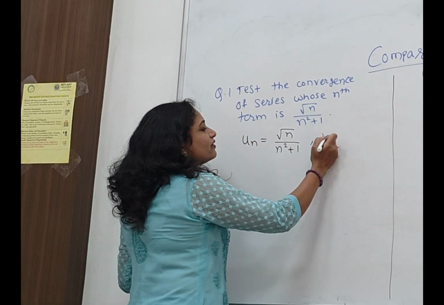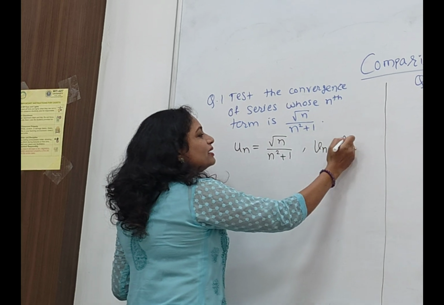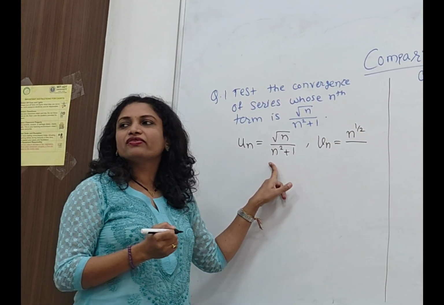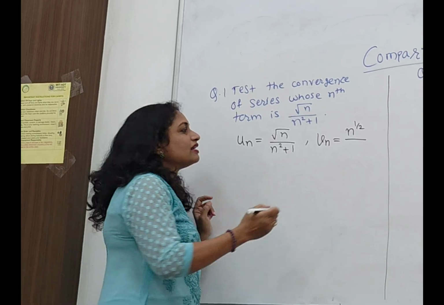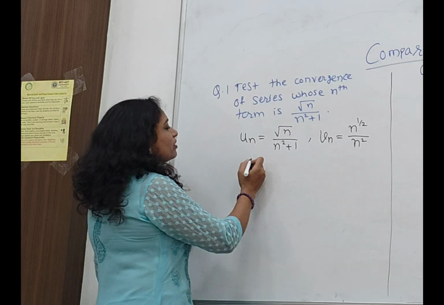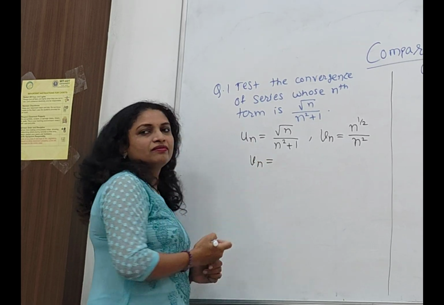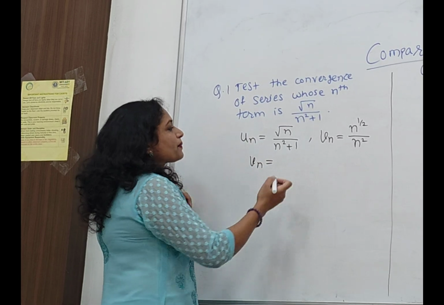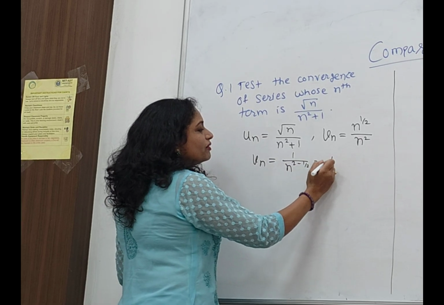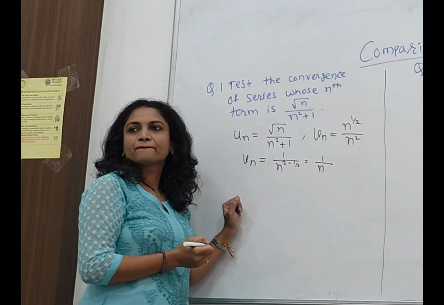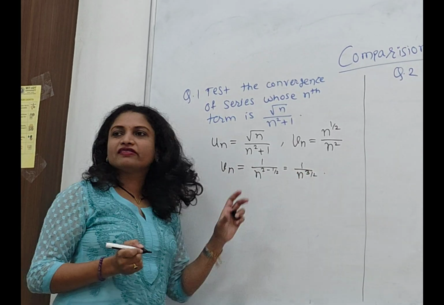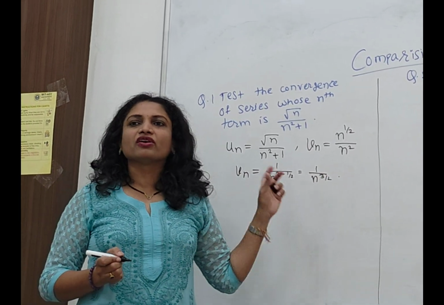So to calculate Bn, your power will be 1 by 2 here. What is the highest power of n in the denominator? 2, that is n square. If we combine them, what will be your Bn? That will be 1 upon n raised to 2 minus half, so 1 upon n raised to 3 by 2. This is the first part of the solution, the calculation of Bn.